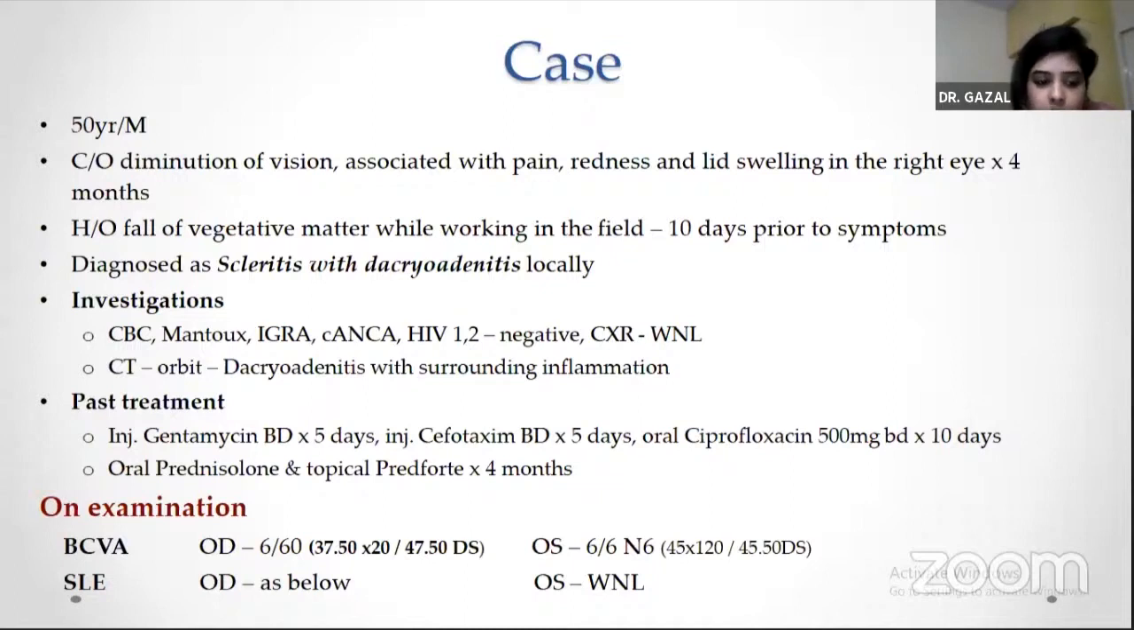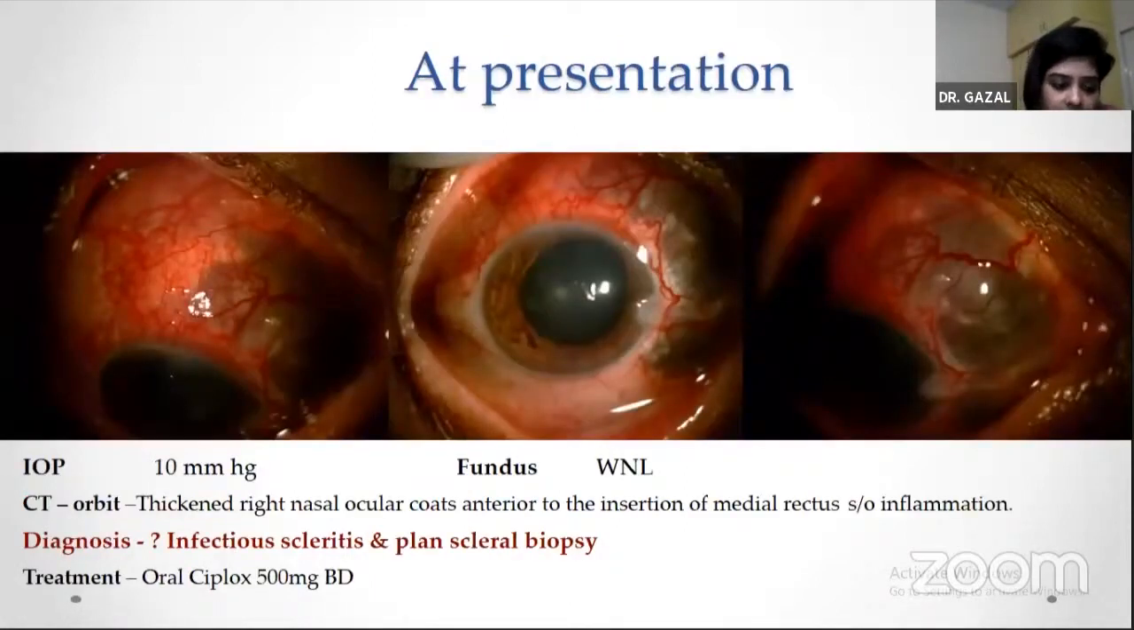On presentation to us, the best corrected visual acuity was 6/60 in the right eye and 6/6 in the left eye. However, here it is important to note the keratometric value, which showed high astigmatic error in the right eye. So as we can see here, there is a diffuse boggy scleral swelling with scleral congestion superiorly, scleral thinning with uveal show, however, fully conjunctivalized from 1 o'clock to 4 o'clock.